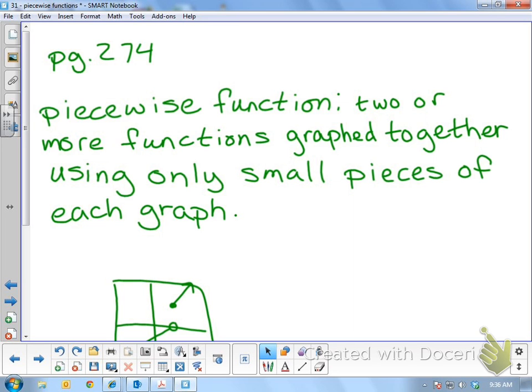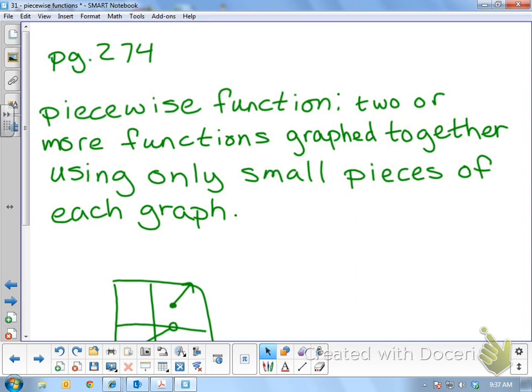So if you did not bring your book, you still need to write the notes down on a blank piece of paper. If you brought your book, you're just writing the notes directly in the book. So we're on page 274, and we're going to be talking about something called a piecewise function today. They gave a definition in your book, but it's a very lengthy and wordy definition, so I gave you a different definition that will be a little bit easier. In that big blank spot under Solve It, you're going to write this definition.